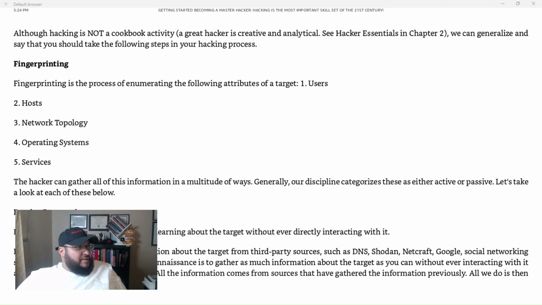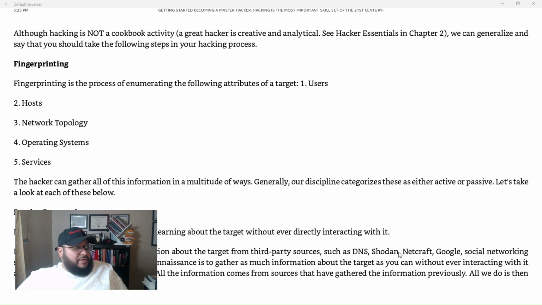So passive reconnaissance is the process of learning about the target without ever directly interacting with it. In other words, you can gain information about the target from a third-party search such as DNS, Shodan, Netcraft, Google, social networking sites, and others. The key to passive reconnaissance is to gather as much information about the target as you can without ever interacting with it and alerting the target of your interest.